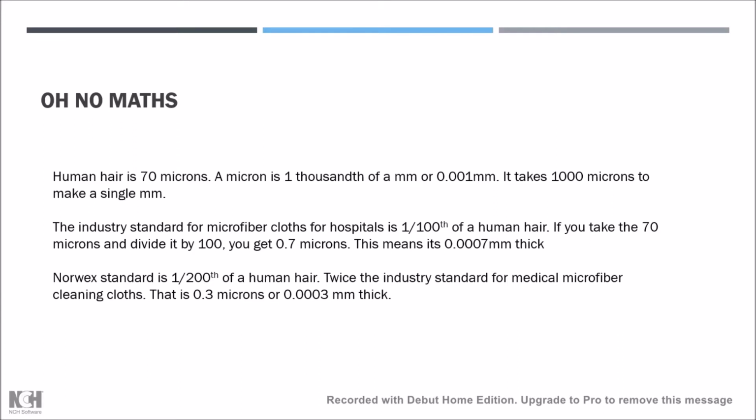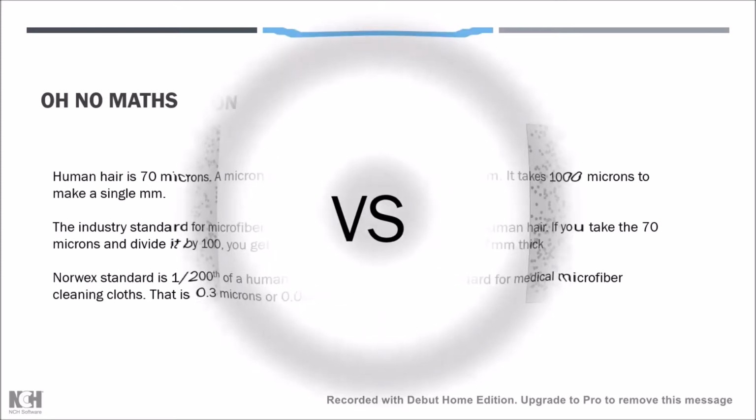Okay, so what does this mean for Norwex? Well, their standard is 1/200th of a human hair, which is twice the industry standard. And that means their fibers are 0.3 microns in size. Now, 0.3 microns when it comes to the medical field is very significant. It is actually the de facto for gloves, gowns, and medical masks for being able to block 0.3 micron sized particles. And the reason why is because 0.3 micron sized particles are extremely difficult to deal with, and here's why.